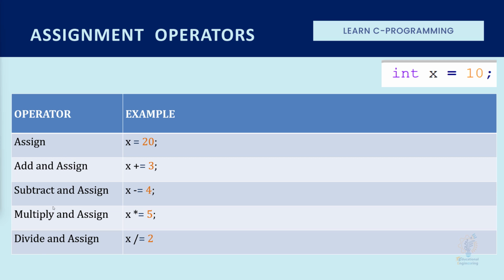The first one is the assign operator. It's a very straightforward one. It's basically the equal sign, and here we are assigning the value of 20 to the variable x.